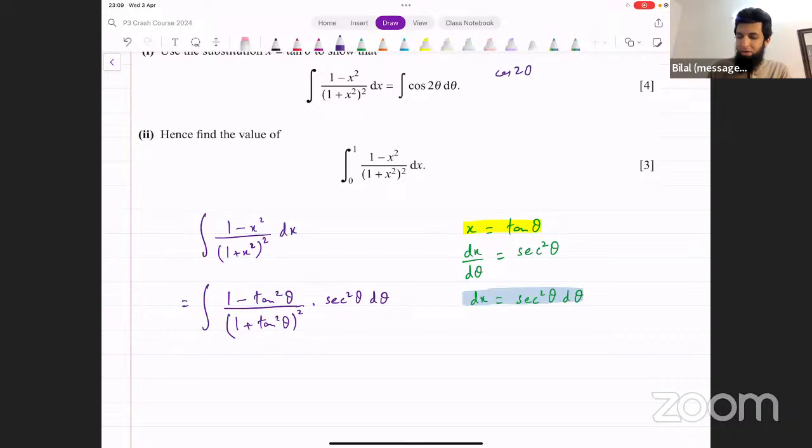What is cos 2 theta equal to? Cos 2 theta is equal to cos square theta minus sin square theta. Or you have another form, which is 2 cos square theta minus 1. Or you have another form, which is 1 minus 2 sin square theta.